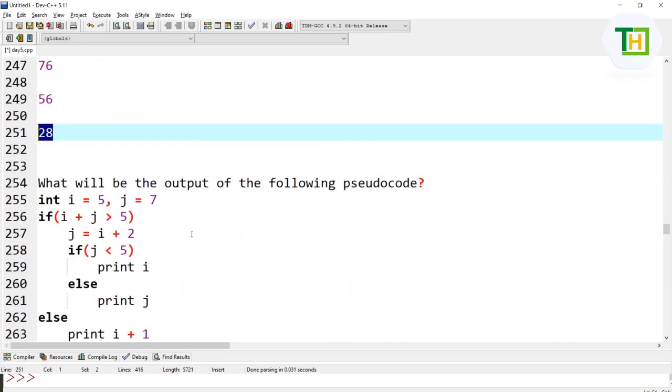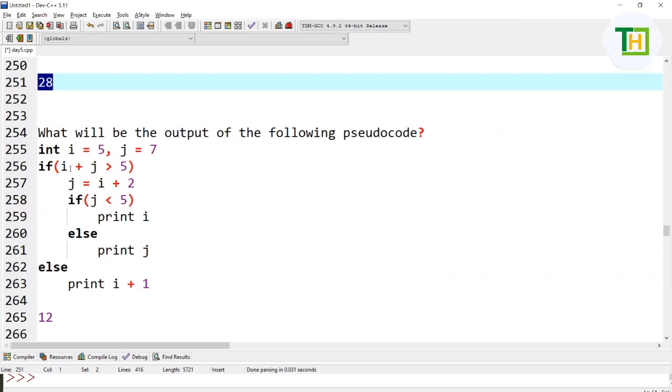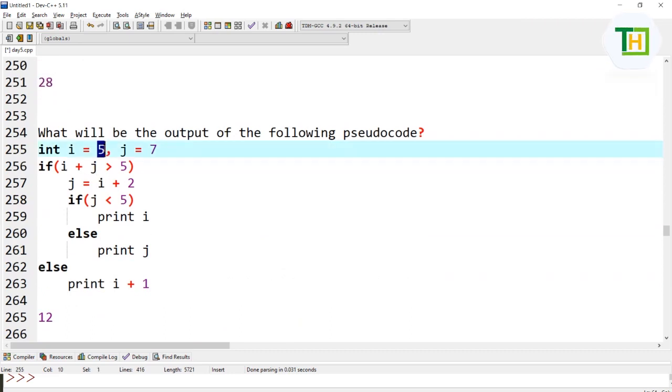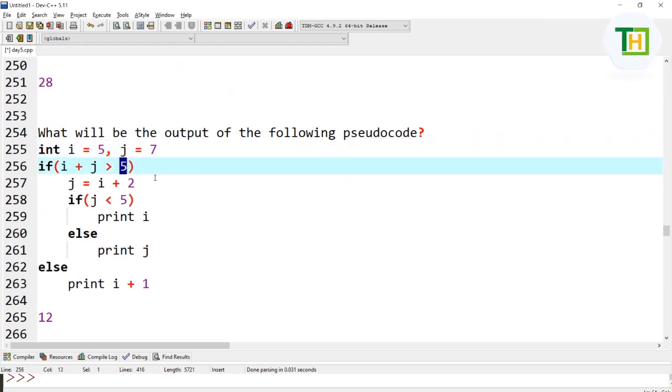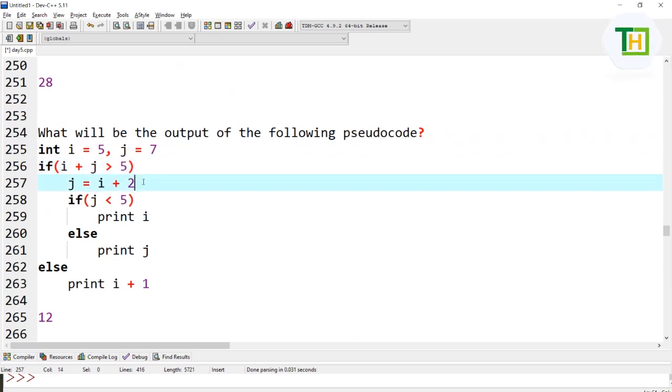Going into the next question. I plus j. What is I value? I value is 5 and j value is 7. That is going to be 12. 12 is greater than 5. Is it true or not? Yes, it is true. Then j is equal to I plus 2. And again j value is 7 only. 5 plus 2, that is going to be 7.